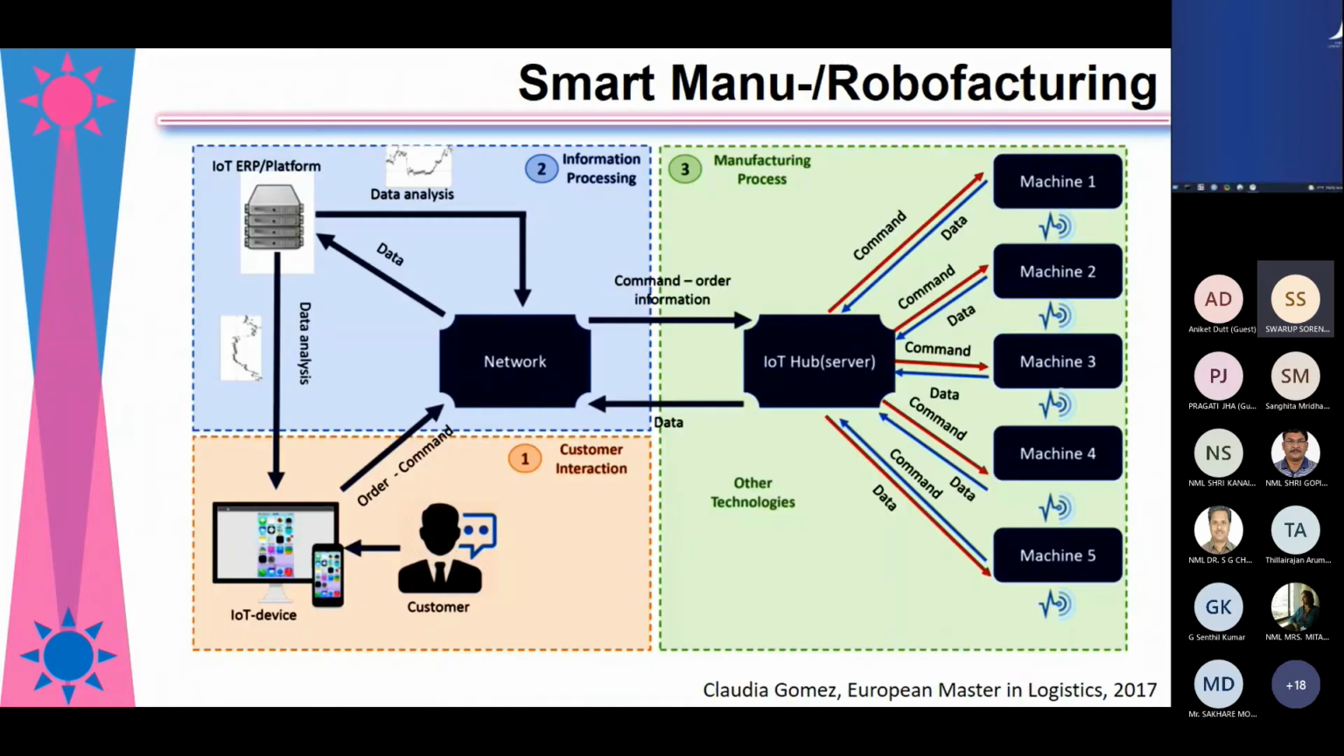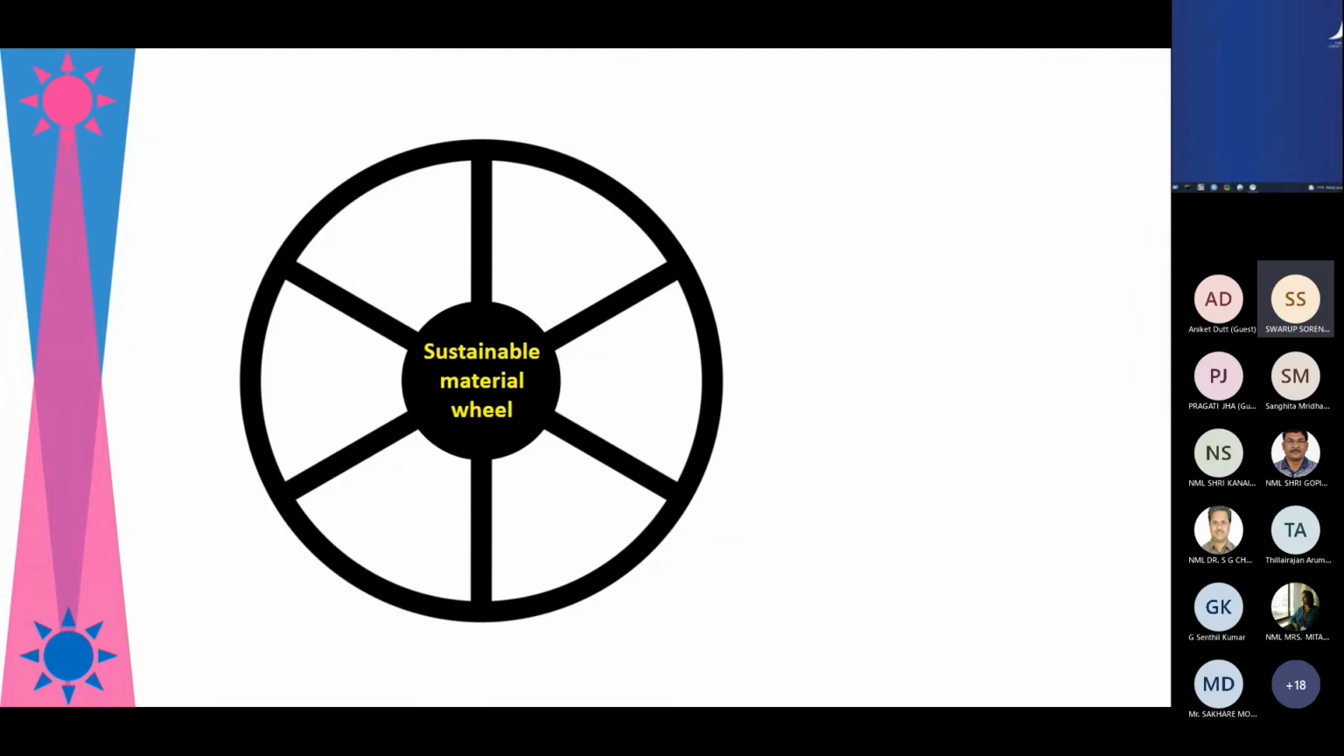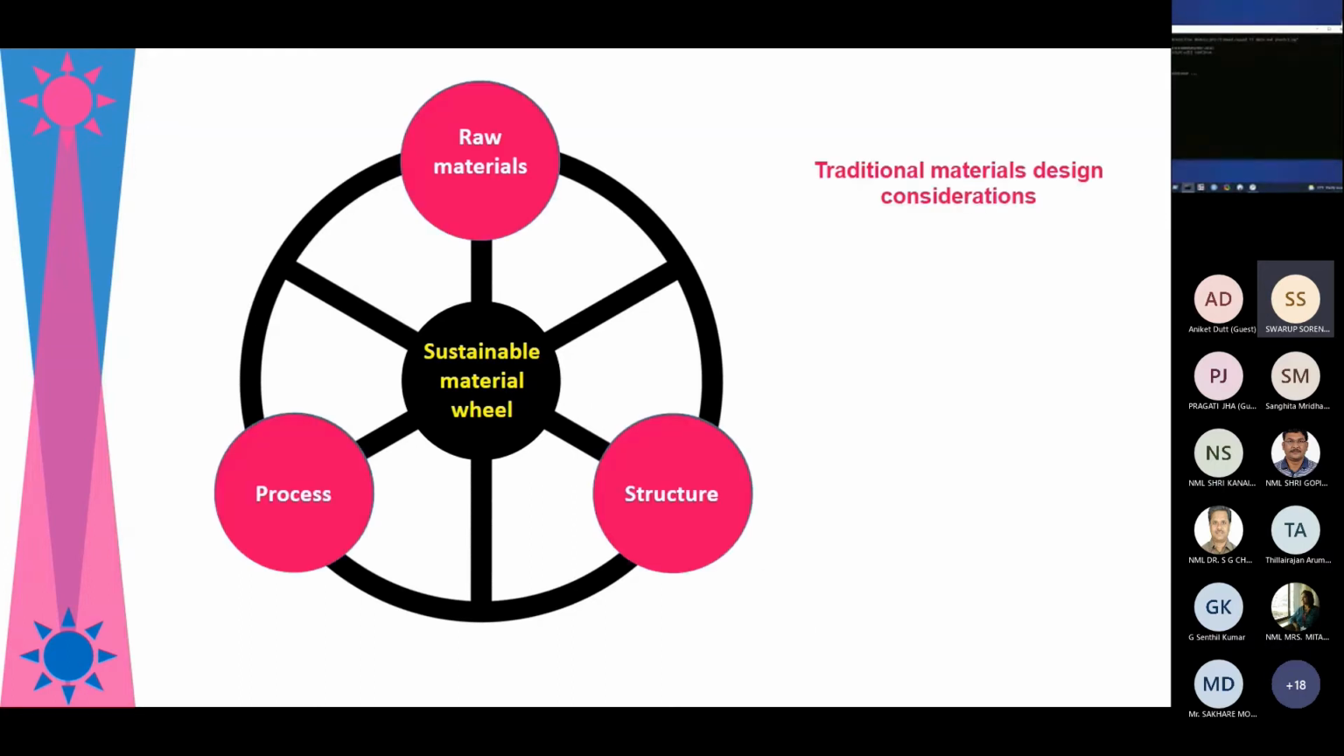But though we had been working in these processes and material selection based on the conventional techniques, and those conventional techniques are, we think of raw materials, process and structure, and we did not care what is the effect of processing a raw material to get a structure on the environment, society and economics.